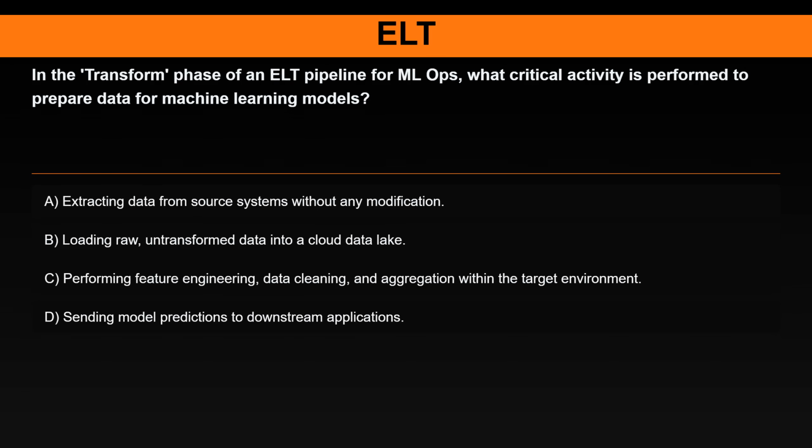Question 27. In the transform phase of an ELT pipeline for MLOps, what critical activity is performed to prepare data for machine learning models? Option A. Extracting data from source systems without any modification. Option B. Loading raw, untransformed data into a cloud data lake. Option C. Performing feature engineering, data cleaning, and aggregation within the target environment. Option D. Sending model predictions to downstream applications.